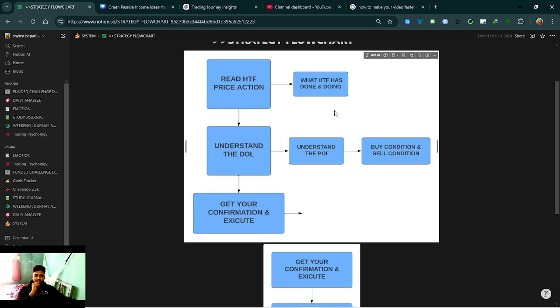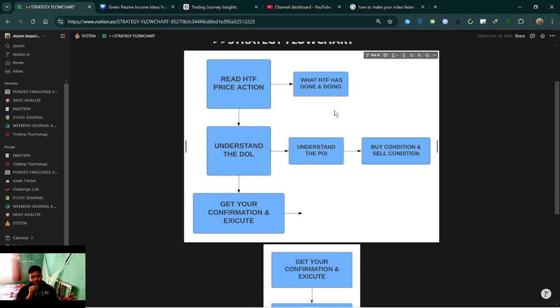What the higher time frame is doing, where it's going, and then you try to understand the draw on liquidity. Once you understand the price, like let's say price is in a downtrend or uptrend, how the structure is looking, where price is coming from, and things like that. This is what you understand by reading the higher time frame price action.